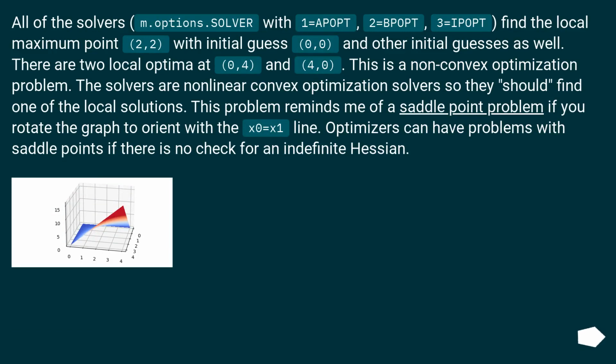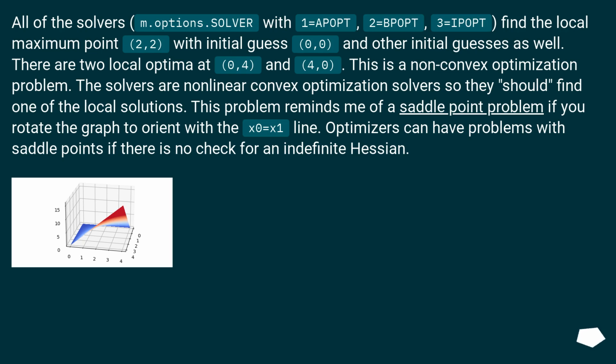All of the solvers, m.options.solver with 1 equals APOPT, 2 equals BPOPT, 3 equals IPOPT, find the local maximum point, 2,2, with initial guess 0,0, and other initial guesses as well. There are 2 local optima at 0,4 and 4,0. This is a non-convex optimization problem. The solvers are nonlinear convex optimization solvers, so they should find one of the local solutions.